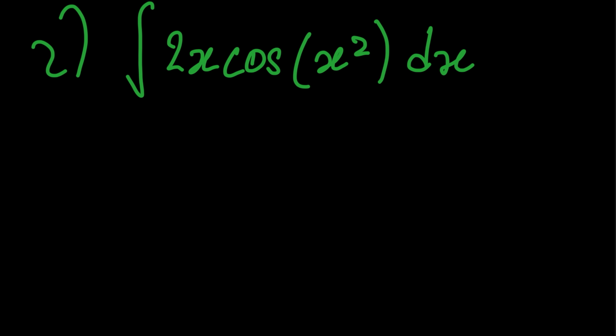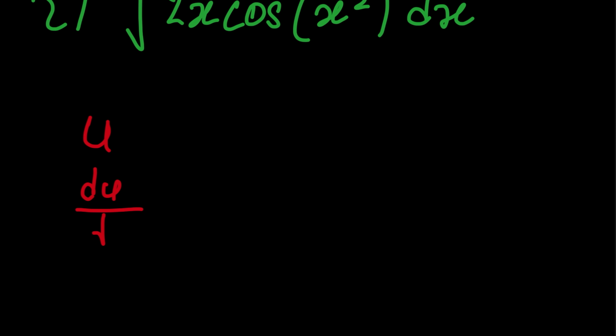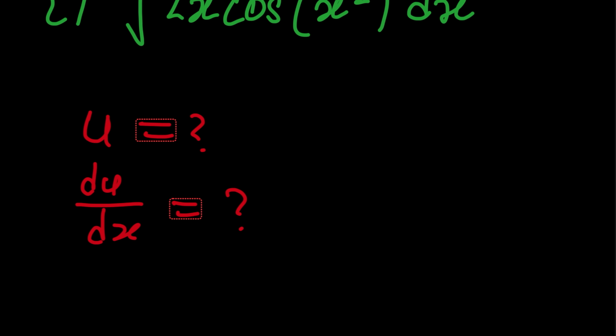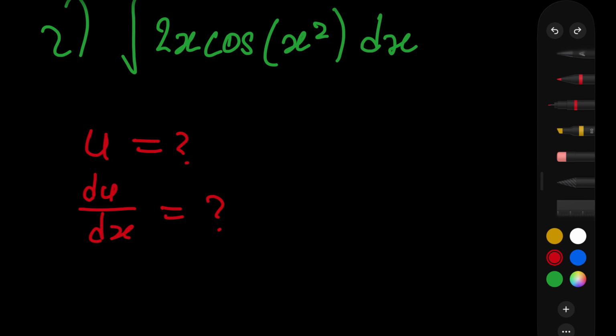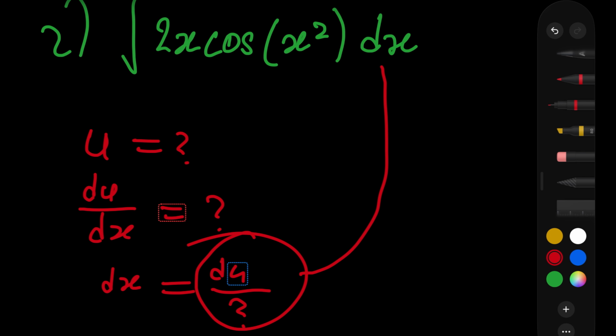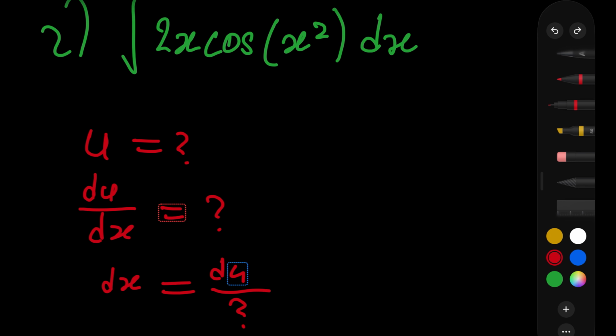Before we start with this question, we want to select what we want to substitute as u. With u, what we're going to do is take the derivative of u. du over dx is equal to something. So u is equal to question mark for now, and du over dx is equal to question mark. Then what we're supposed to do here is isolate dx. So we get dx is equal to du over question mark, right? And then we can substitute this du over question mark into dx. So we need to decide a question mark that can sort of cancel out with any of these terms.